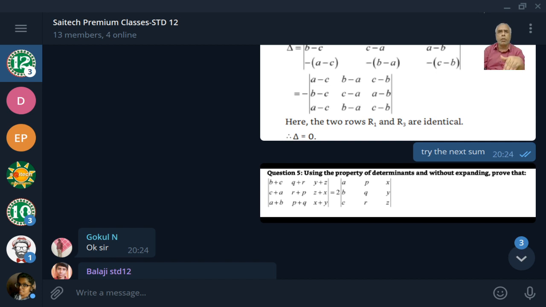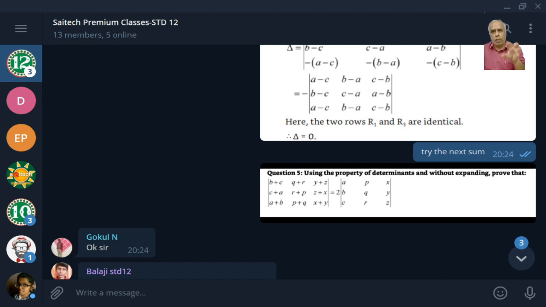But in the third row, after splitting, what happens here? That is, we get A alone and B in the second determinant. And then P in the first one, Q in the second one. Similarly, X in the first one, Y in the second one. Now you can label this as determinant 1, determinant 2.